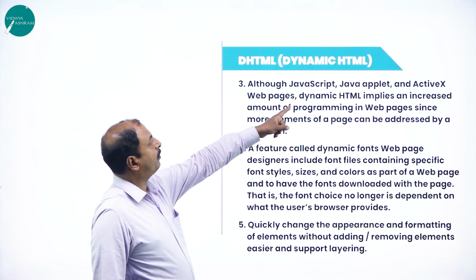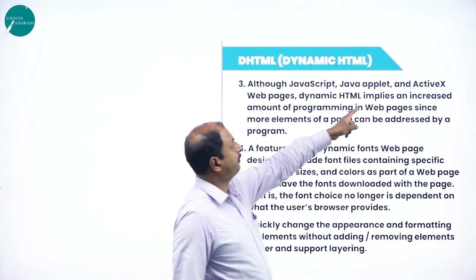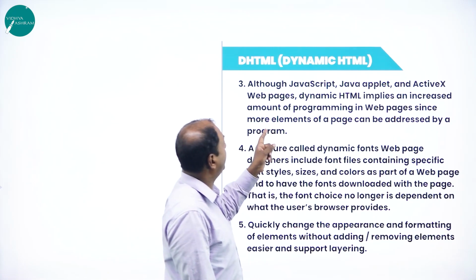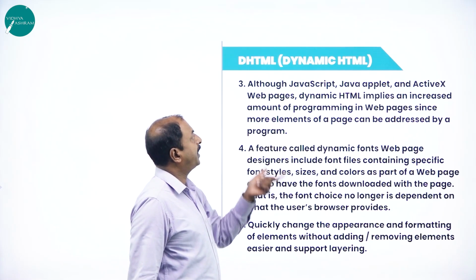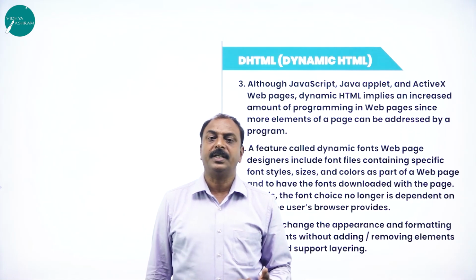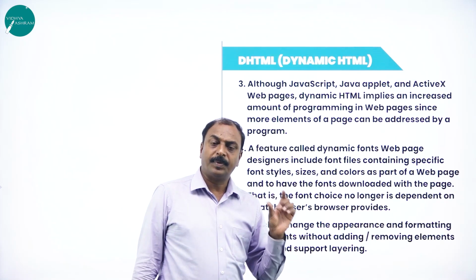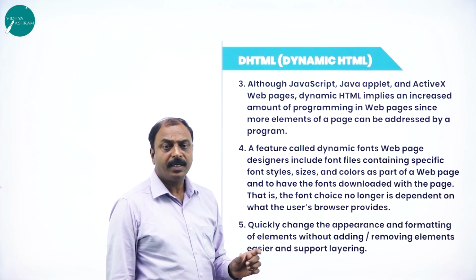Next, although JavaScript, Java Applet and ActiveX web pages, dynamic HTML implies an increased amount of programming in web pages, since more elements of a web page can be addressed by a program. The meaning of the sentence is that each element or each object can be programmed separately, with separate coding for each and every element or object in a web page.